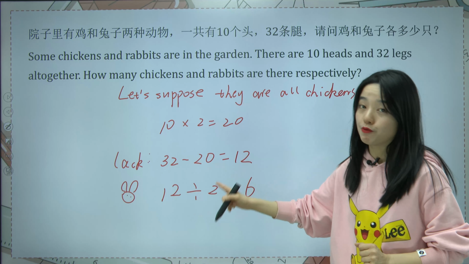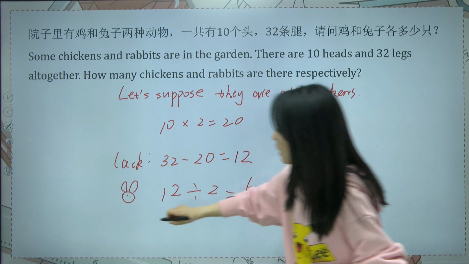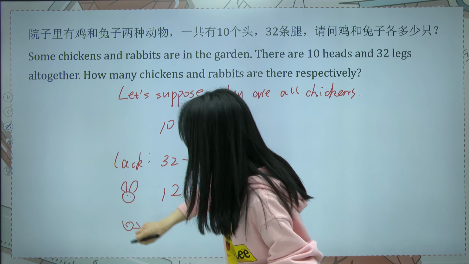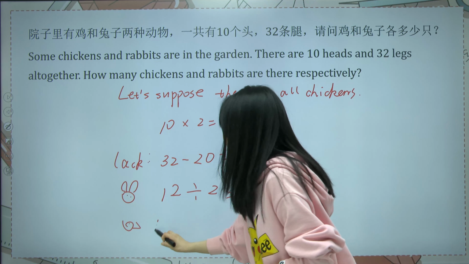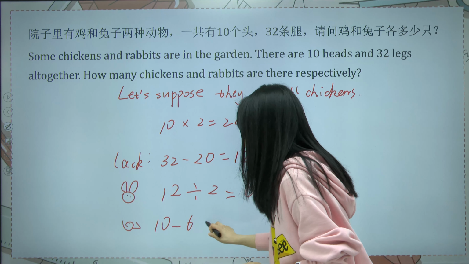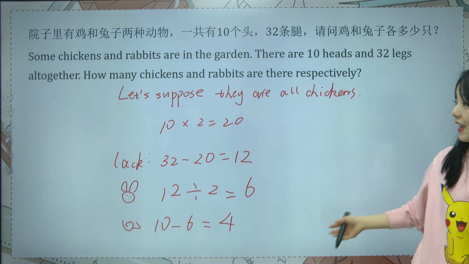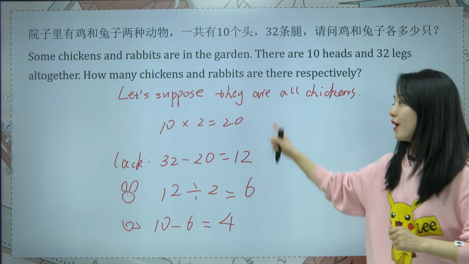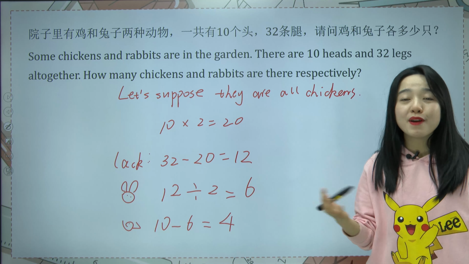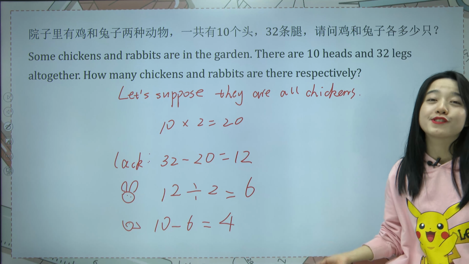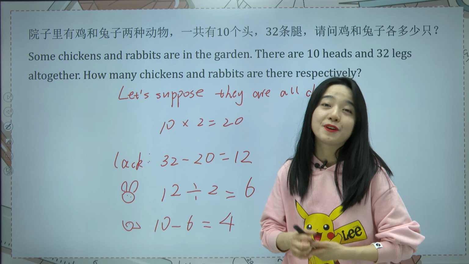So our target is rabbit, and this is the number of rabbits. And let's see, if we know 6 rabbits are here, how many chickens? 10 minus 6. We can get 4 chickens should be here. In this way, you can solve it by several steps, and no matter how large the number is, you can find it very easily.